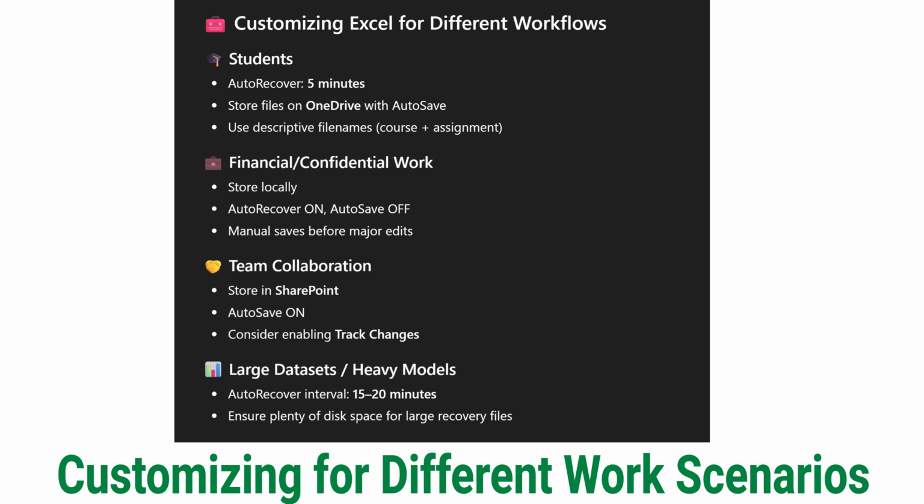Customizing for different work scenarios. Let's put all this knowledge together by setting up Excel for different types of work situations. If you're a student working on assignments, set AutoRecover to 5 minutes, save your files to OneDrive with AutoSave enabled, and use descriptive file names that include the course name and assignment number. This way, even if your laptop dies during a study session, you'll lose at most 5 minutes of work and your files are accessible from any computer on campus.